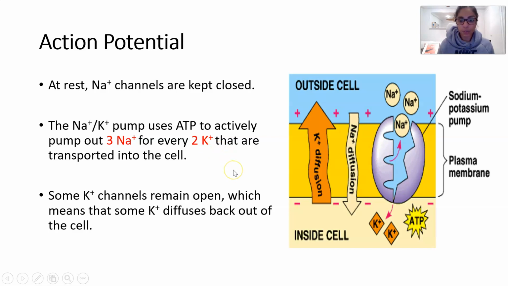The reason why we have this going in the background, just as a reminder, is because the potassium channels can be a bit leaky. So at rest, we want to maintain this negative 70 millivolts and keep that polarization occurring.